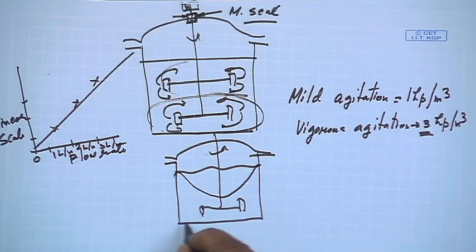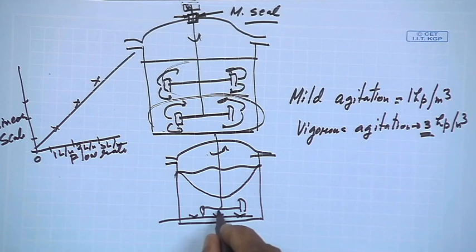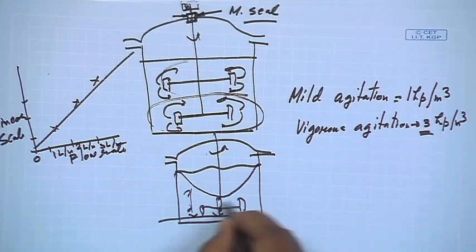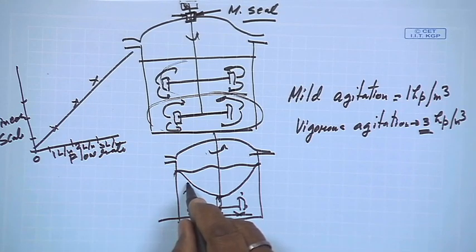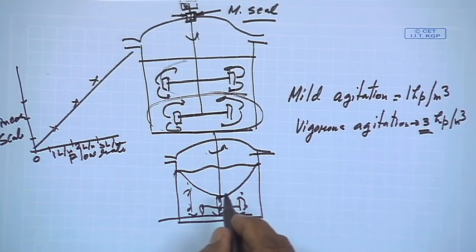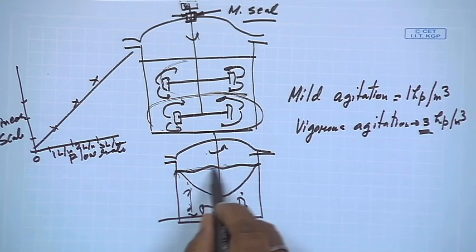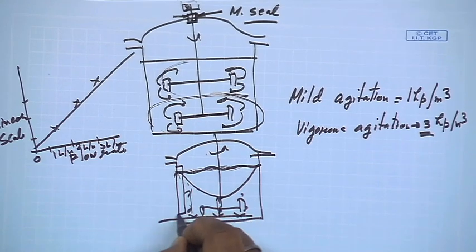Now if you do the aeration here, what is the problem? The air goes like this, the bubble will travel like this. Since the height is less here, the retention time of the bubble will be very short here, and the retention time of the bubble will be more elsewhere. That is undesirable. So in the industry, this level should remain as it is. To do that, we put a baffle here.